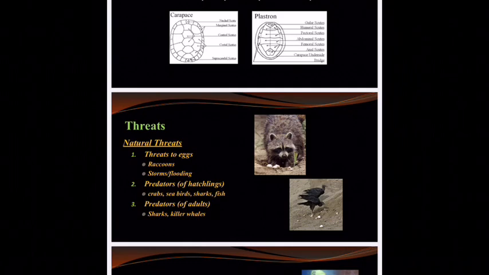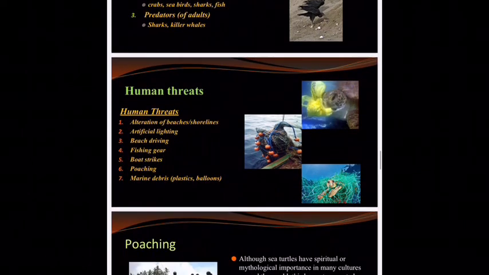Let's talk about the natural ones first. The raccoons love to eat them. Predators like birds and crabs when they're on land. When the little hatchlings first get into the water, the fish are going to eat them because they're so tiny. And then when they're adults, sharks and killer whales are their predators. But there's a lot of human threats too.